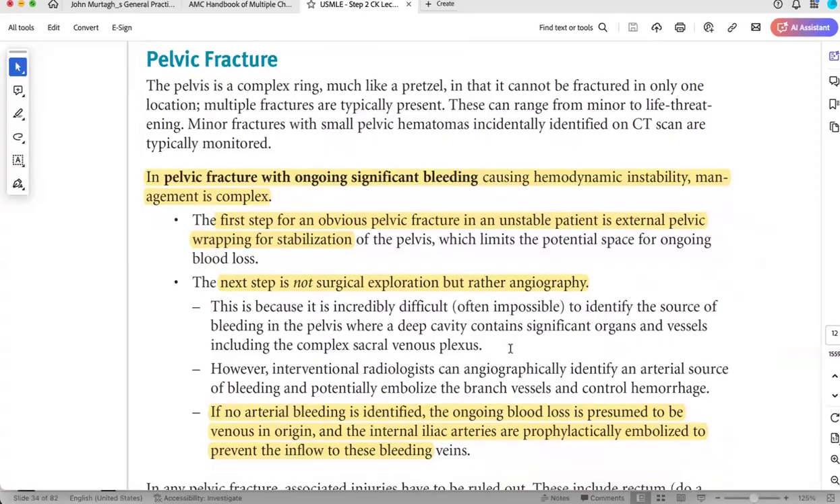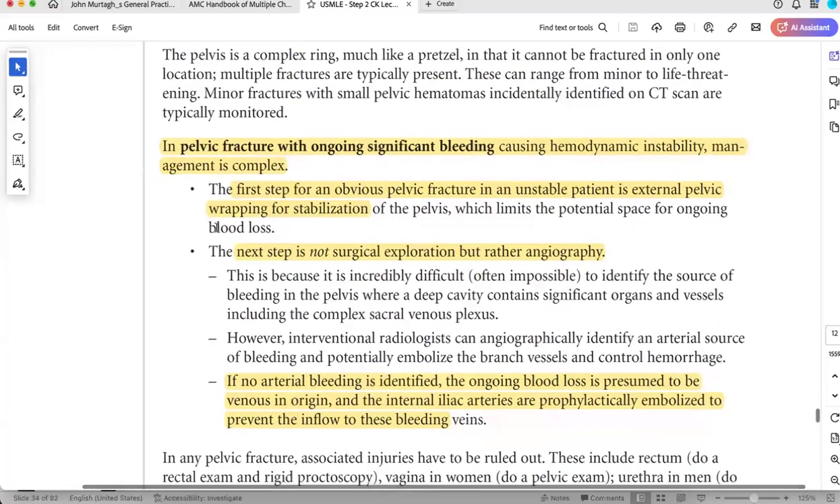Next, pelvic fracture. If a patient has a pelvic fracture, that means the pelvic bone has a fracture, and sometimes the patient can have significant internal bleeding. In pelvic fracture with ongoing significant bleeding causing hemodynamic instability, management is complex. If you have a patient who is complaining of a lot of pelvic pain and can't walk or bear weight, suspect that there might be a pelvic fracture. And when you palpate the pelvis, it is quite tender to touch.